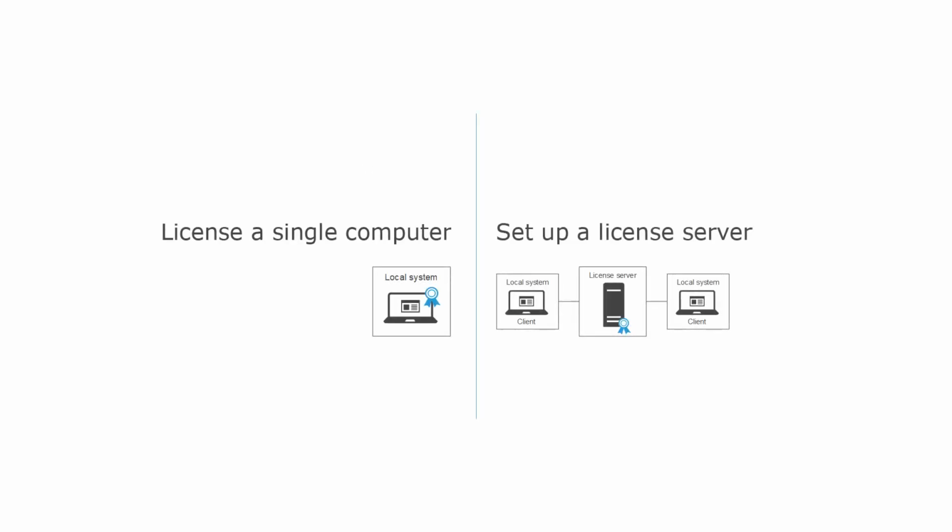PLA can be licensed to a single computer or a computer that acts as a license server. The steps shown in this video work for both cases. If you set up PLA licensing through a license server, you need to perform Step 1 and 2 of the licensing procedure on the PLA license server, and Step 3 on a computer running PLA.